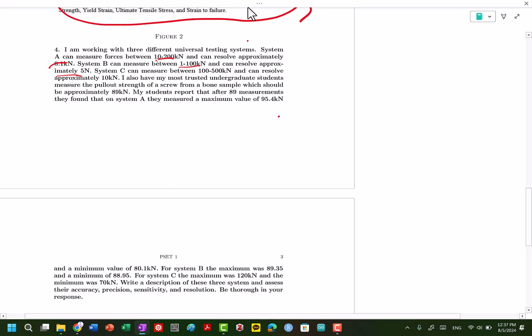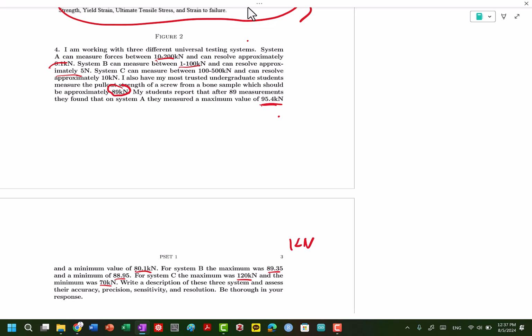System C can measure between 100 and this and can resolve approximately 10 kilonewtons. I must trust undergraduate students measure the pull-out strength of a screw from a bone sample, which should be this. So this should be the true value, even though there's really no true value. My students report that after 89 measurements, they found that system A measured a maximum value of 95.4 and a minimum value of this. B's maximum was this, and this, I assume in kilonewtons respectively. For system C, the maximum value was this, and the minimum was this. Write a description of the 3 systems and assess their accuracy, precision, sensitivity, and resolution. Be thorough in your response.